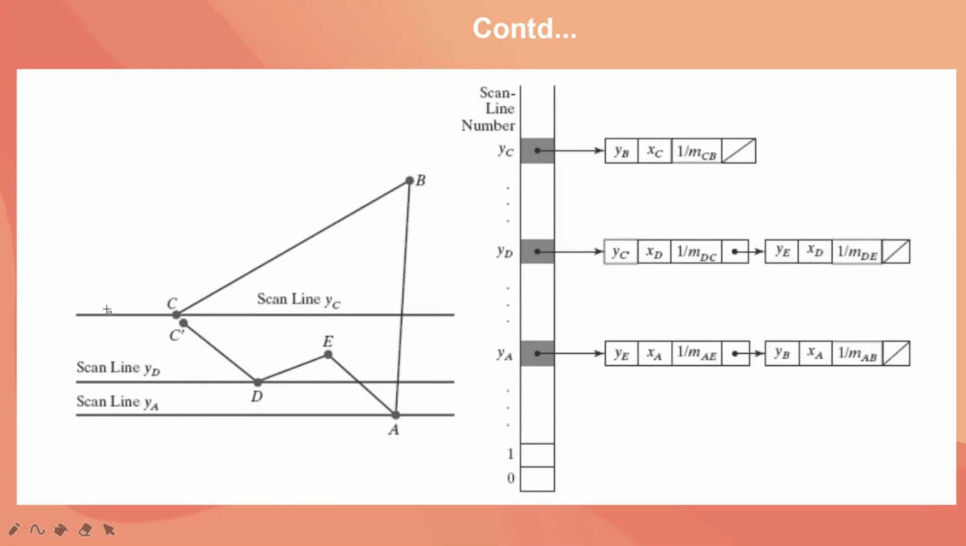Now the next scan line is YC. From YC there is only one line which is touching towards B. There is not one more, so we will write only one. So YB, XC, then slope value will be 1 divided by M of CD. Okay, so this is the edge table of your scan lines. In this way you are going to represent it. Now next slide.